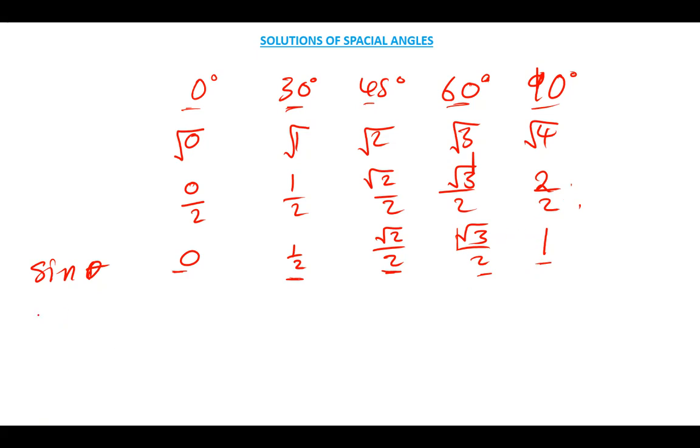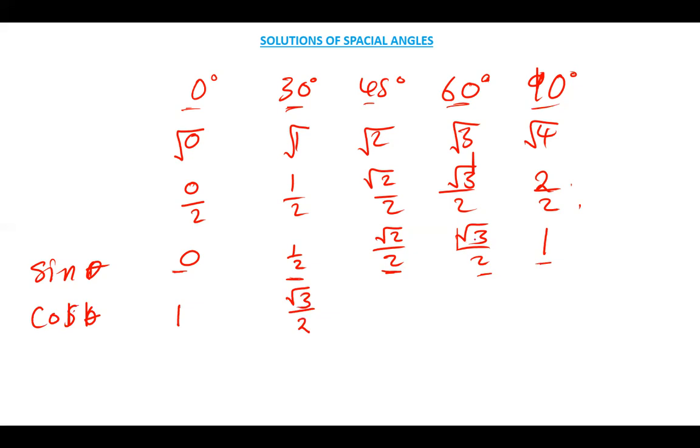Then for cos, we're going to write cos here. For cos theta, I'm going to write everything that I have under sine, but starting from this side, I'm just going to flip it. So I have a 1 on 90, I'm going to bring this 1 here. I have root 3 over 2, I'll write my root 3 over 2 there.